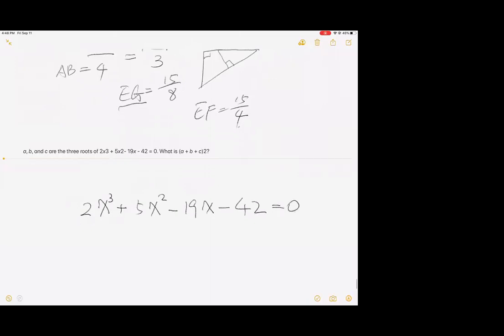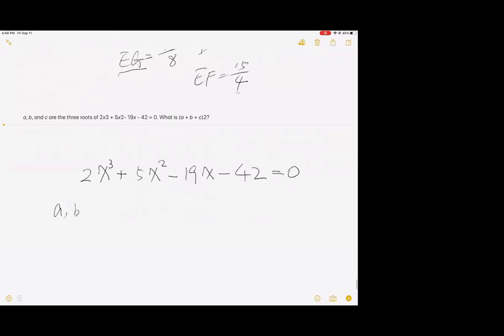A, B, C are 3 roots. What is a plus b plus c squared? Anyone want to try this? Nobody? I'm trying to just do trial and error. Oh, you did trial and error. How did you do trial and error?